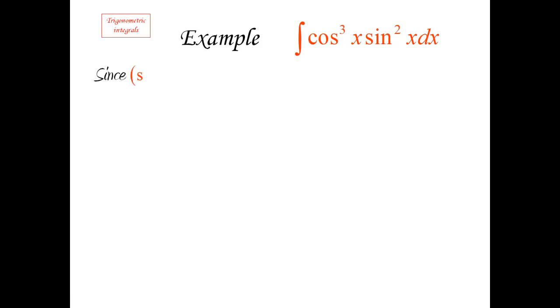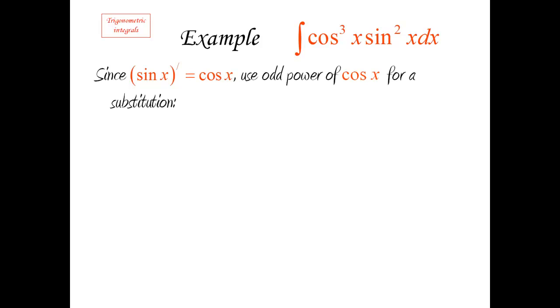Why? Well, notice that the derivative of sine is equal to cosine, and we have three powers of cosine, or if you want, you have a power of 3 for the cosine. So what we can do is use this odd power of cosine x for a substitution. So what substitution are we going to use? Well, we're going to let u equals sine x and du equals cosine x dx. So notice that the u will be taking care of the sine squared of x, and the cosine x will be coming from one of the three powers of cosine x.